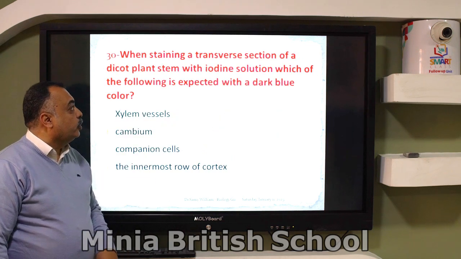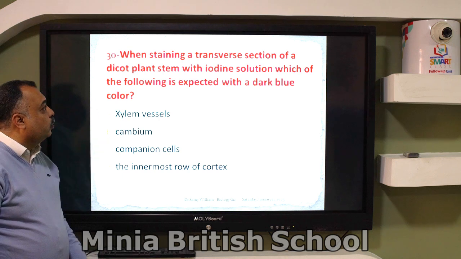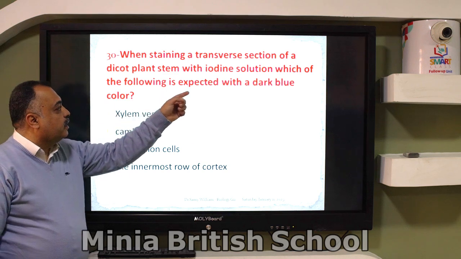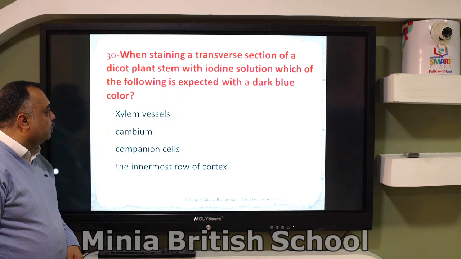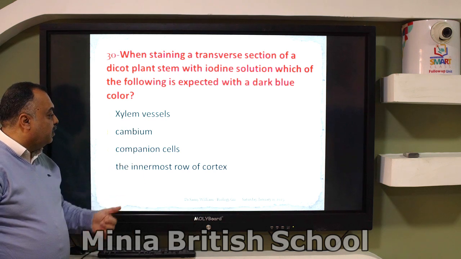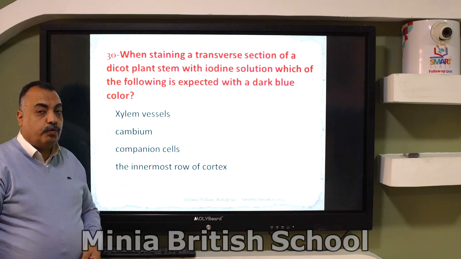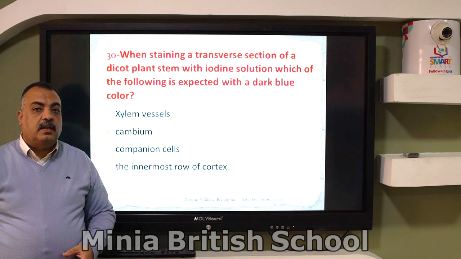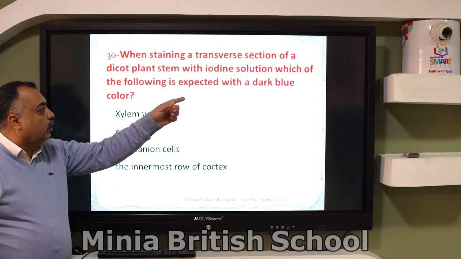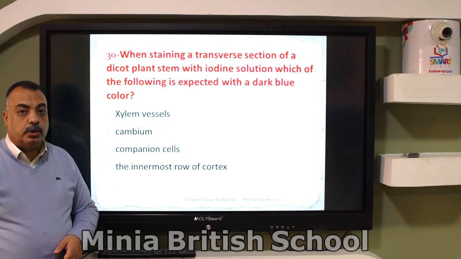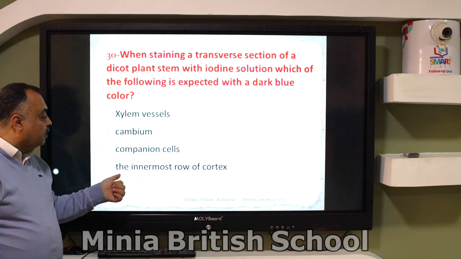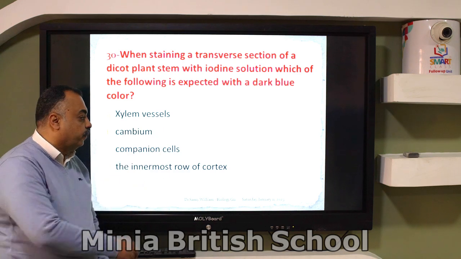Staining a transverse section of a dicot plant stem with iodine solution, which of the following is expected to show a dark blue color? Xylem vessels, cambium, companion cells, or the innermost row of cortex? Where is the place which stores the starch to be indicated by the iodine solution and gives us dark blue color? Yes, the innermost row of cortex.